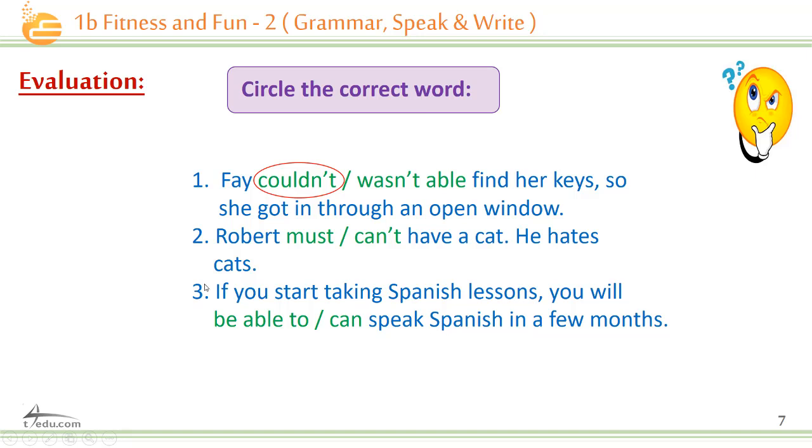Robert must or can't have a cat. He hates cats. So we say it's not necessary. It's not that he has to have a cat, so he can't.